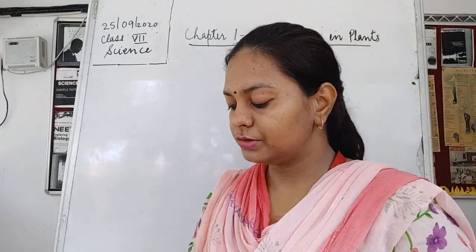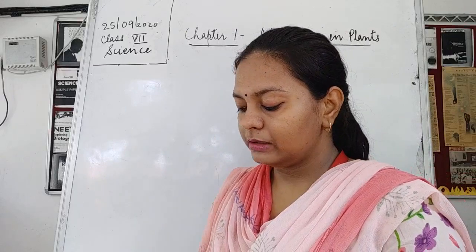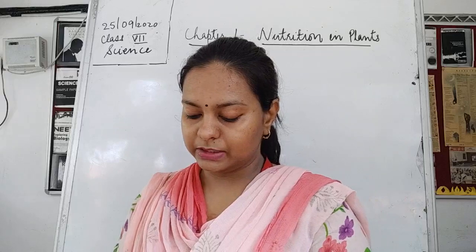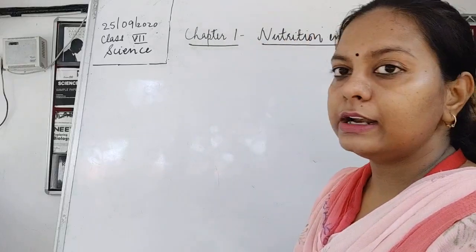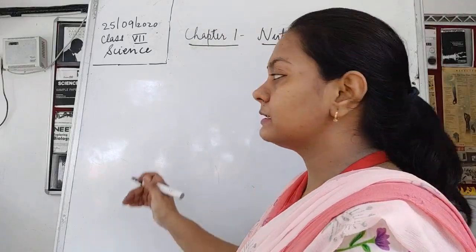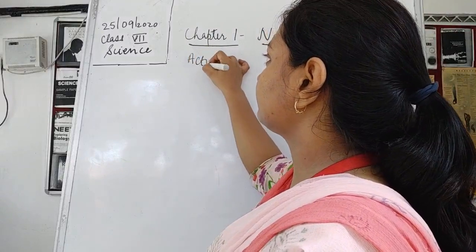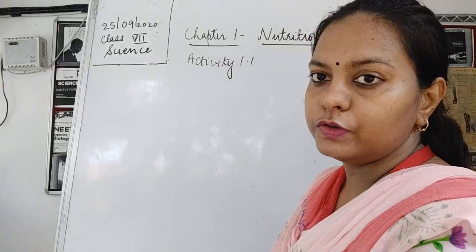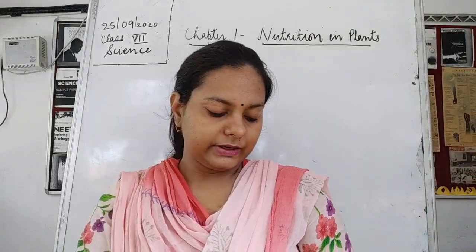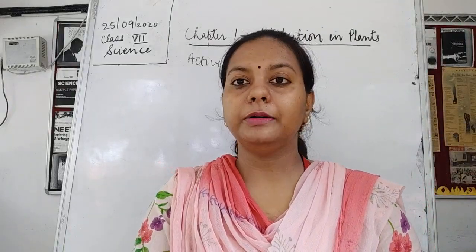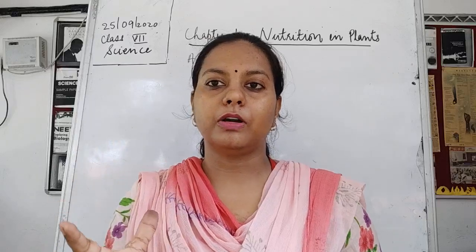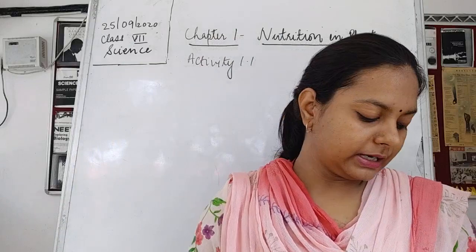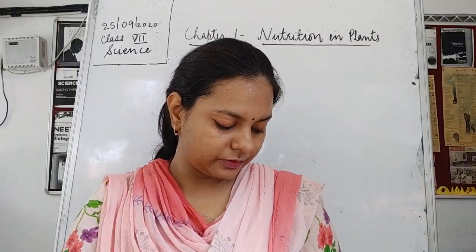I will just go up to today's topic, that is one activity given here as activity number 1.1, which asks whether sunlight and the other materials are responsible for the process of photosynthesis or not. This activity says take two potted plants. Potted plants means plants which are already growing in a pot. Two potted plants you have to take.